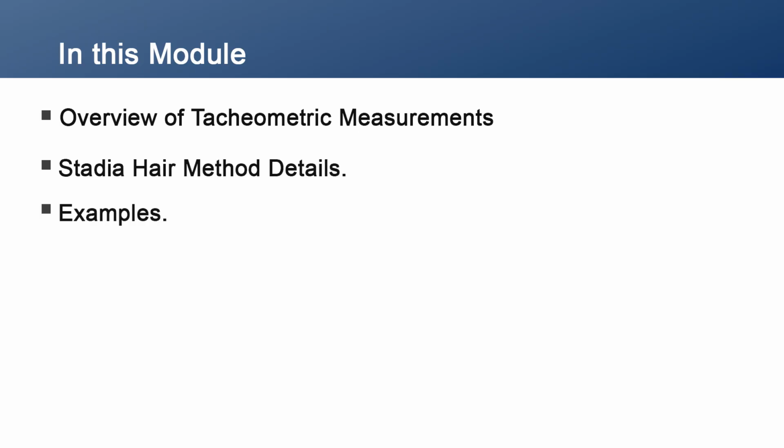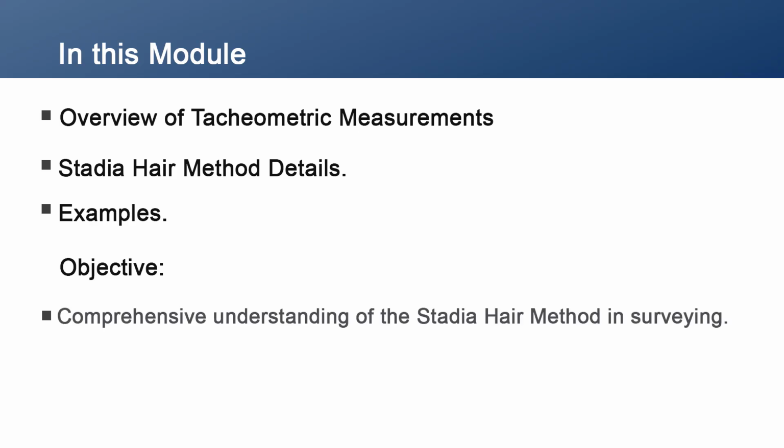Next, we will have an overview of tacheometric measurements. Here, we will understand the systems of tacheometry, that is the stadia hair system and the tangential system, and also learn the principles of tacheometry. Next, we will understand specifically the stadia hair method. Here we will explore the distance and the elevation formula for horizontal sights of fixed hair method. Finally, we will practice some example problems. So, by the end of the lecture, I want you to have a comprehensive understanding of the stadia hair method for horizontal sights in surveying.